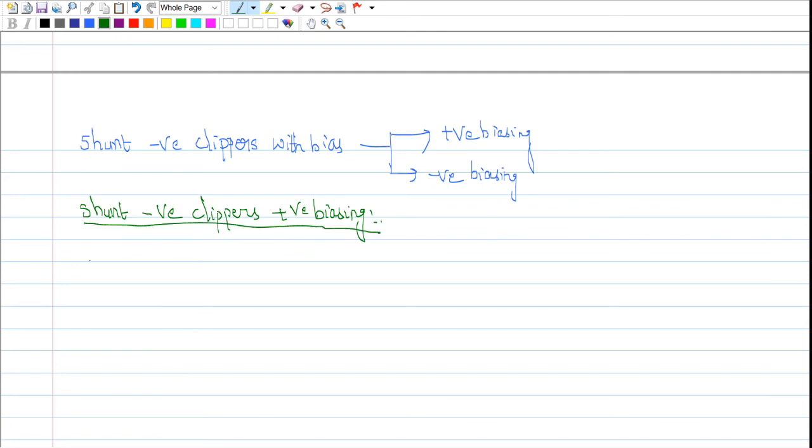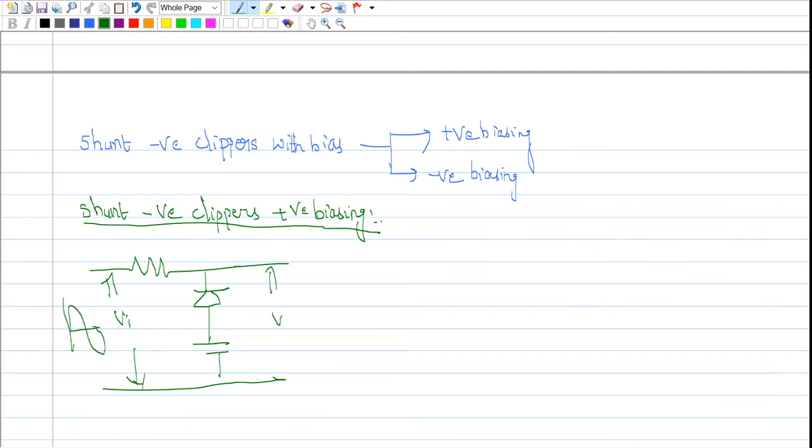The negative clipper is one where the anode is connected to ground. With positive biasing, here I am applying the positive biasing. This is the input voltage, and here you apply the sinusoidal signal, and we can get the output voltage. The reference voltage is positive biasing.